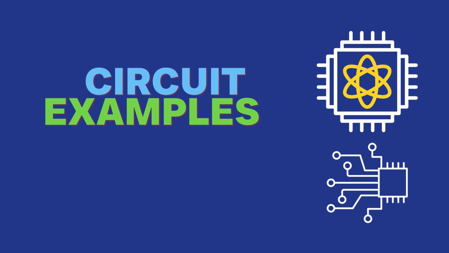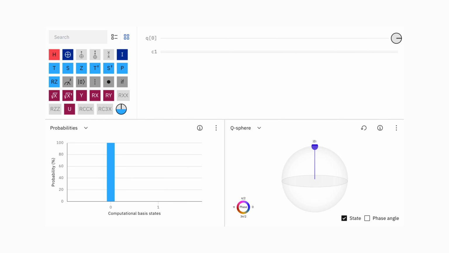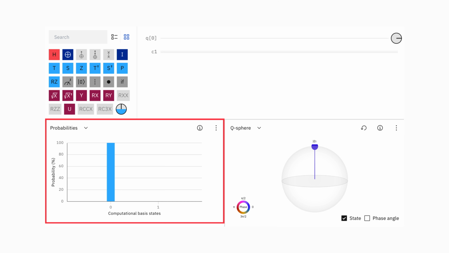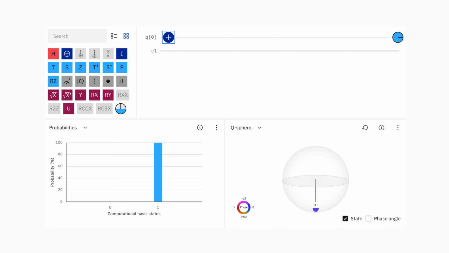So now that we have a brief overview of single and multi-qubit gates, let's play around a bit in the IBM Quantum Composer. So let's begin the circuit with 1 qubit in the state 0 and 1 classical bit required for the measurement part. At the bottom left, we have a graph representing the probabilities of measuring the qubit in each state. In this case, we have a 100% probability of measuring the qubit in the state 0. Right next to it, we have the Bloch sphere, also representing the state of our qubit. Remember that the Pauli X gate flips the state of a qubit, and that now we have a 100% probability of measuring the state 1.